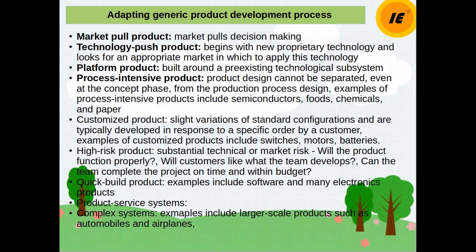Next is quick build product. For the development of some products such as software and many electronic products, building and testing prototype models is such a rapid process that the design-build-test cycle can be repeated many times. In fact, teams can take advantage of rapid iteration to achieve a more flexible and responsive product development process, sometimes called the spiral product development process.